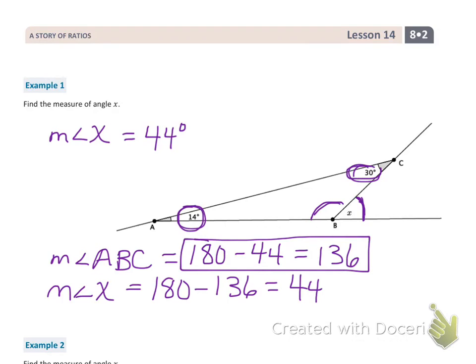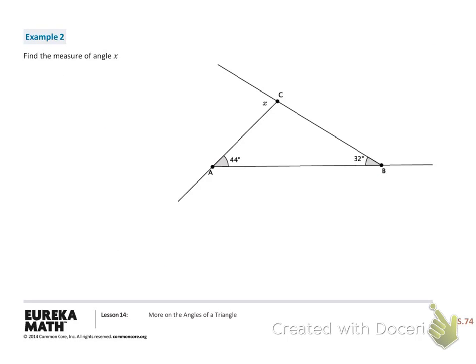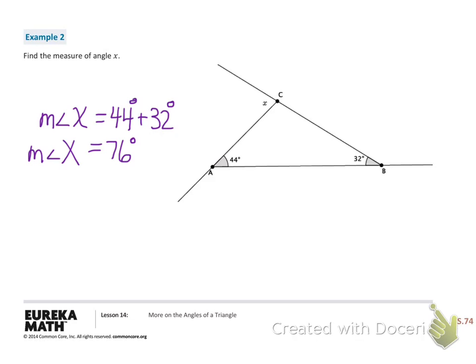So okay, let's look at example 2. Okay, so work on this one and then come back and check your answer. All right, so the measure of angle x in this example is 76. It's the sum of the remote interior angles here and here.